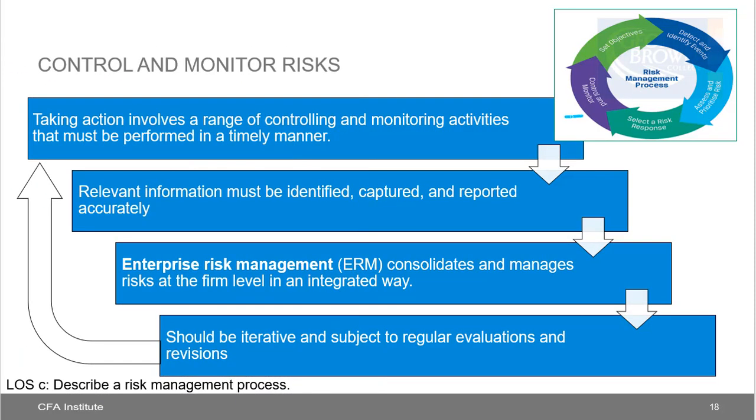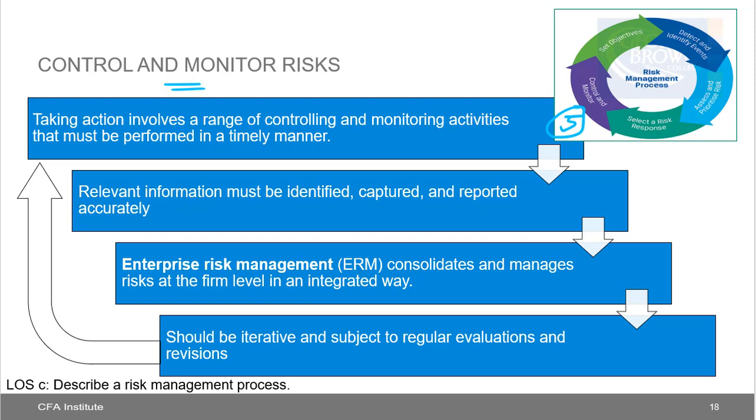So now we're moving on to the 5th and final step in the process, which is to control and monitor risks. So taking action in response to risk involves a range of controlling and monitoring activities that must be performed in a timely manner. Policies and procedures provide a framework to help ensure that the risk responses are effectively implemented and monitored. Relevant information must be identified, captured, and reported accurately to enable people to carry out their responsibilities.